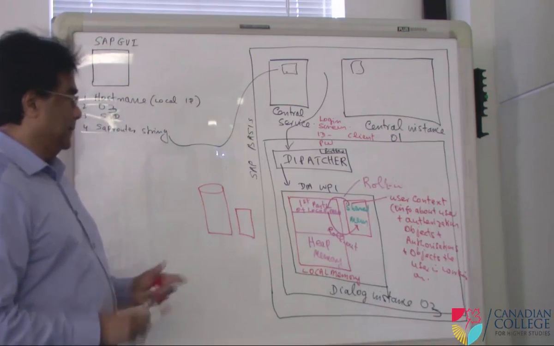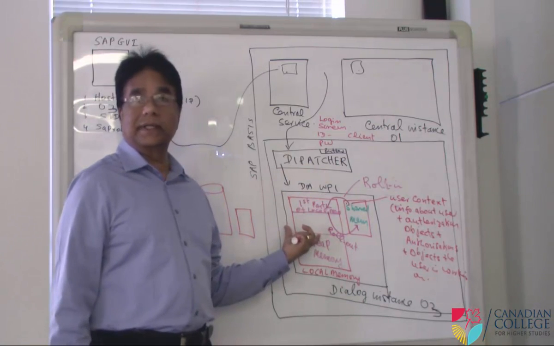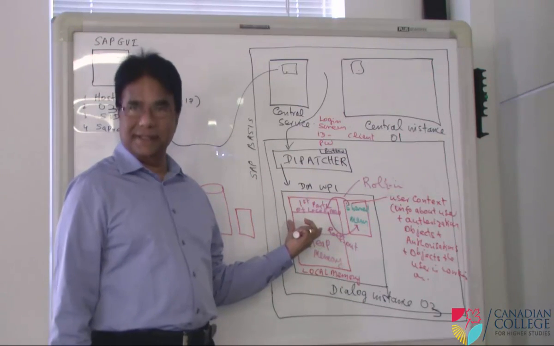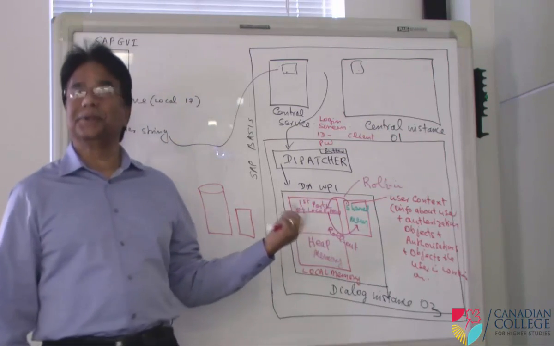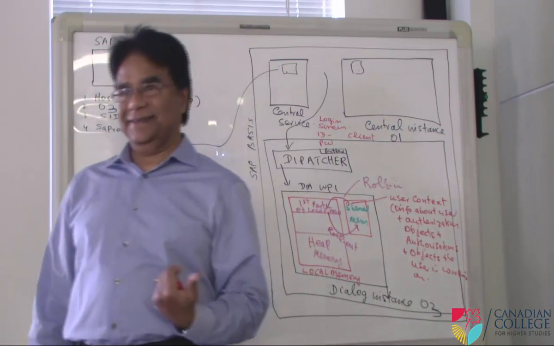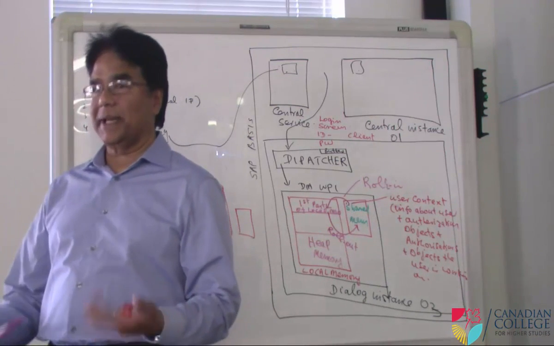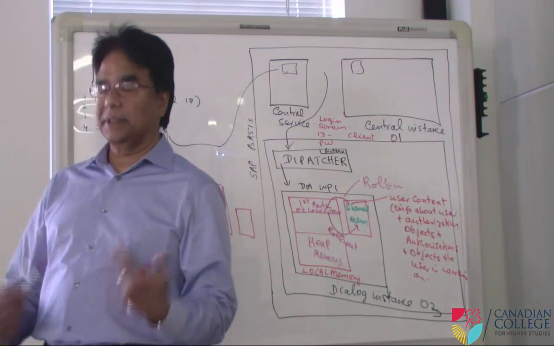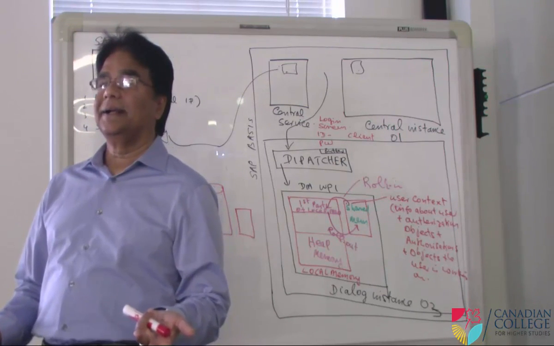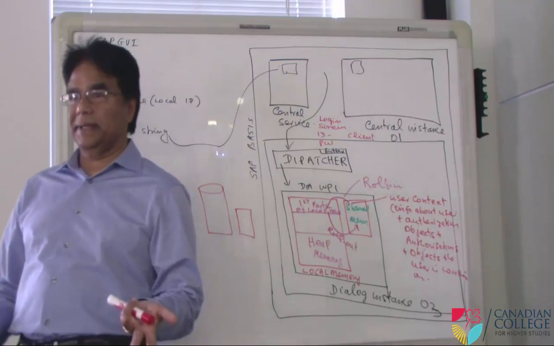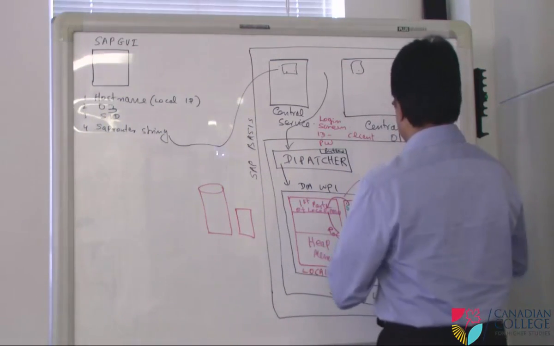And I told you, not only this work process, all the work processes, the dispatcher and all the work processes, join together to make an instance. An instance is made up of the dispatcher, work processes, and memory, the associated memory, right?